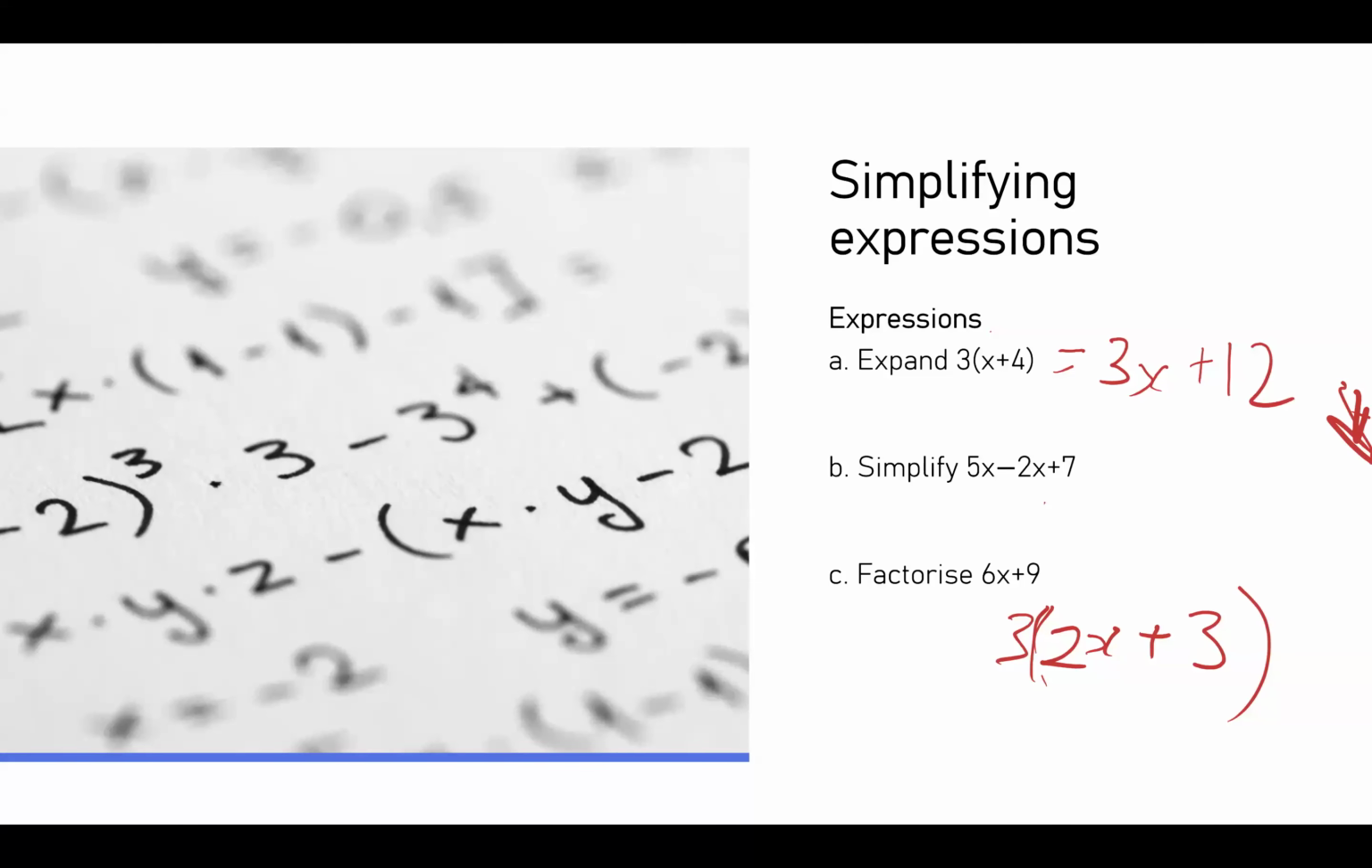All we would do for the second one is 5 minus 2, as they both have x's. So 5 minus 2 is 3x plus 7. So that's the simplified version. We wouldn't need to factorize this anymore. So the answer would be 3x plus 7 because it says simplify and not factorize.